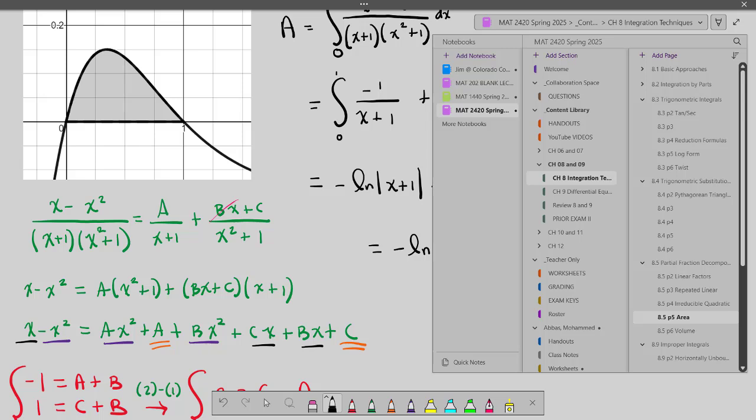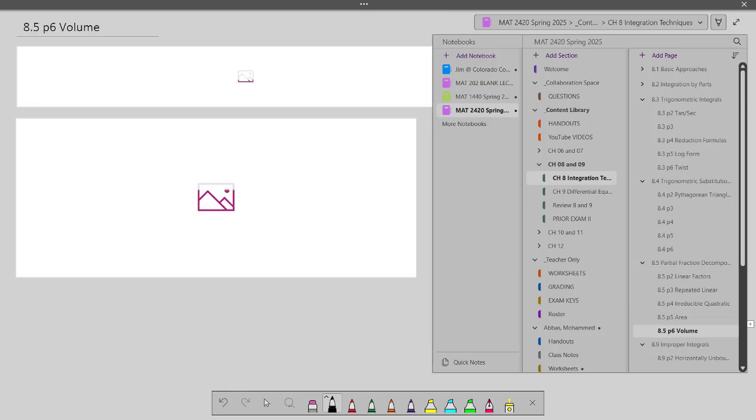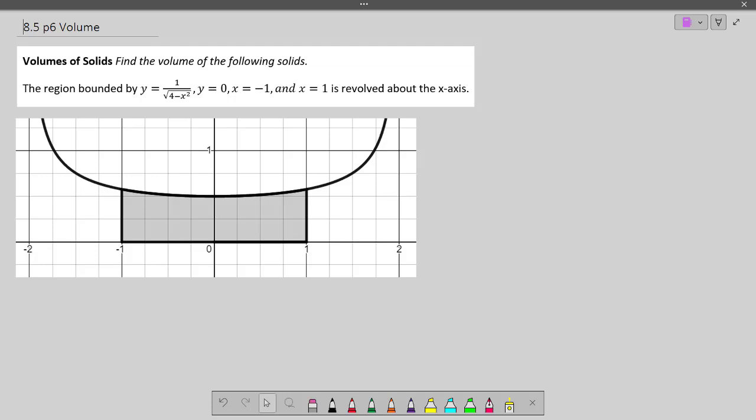All right, let's go do our last one for 8.5. Got this hanging cable-ish looking thing. It's not a hyperbolic cosine though, it's that with those. And we're going to rotate, let's see, so what does it say? So we've got that thing. Y equals 0 is the x-axis, x equals -1, x equals 1, rotated around the x-axis. So that whole region is going to be rotated around the x-axis, creating kind of like a sideways spool-looking thing.